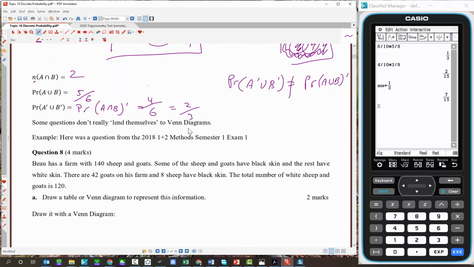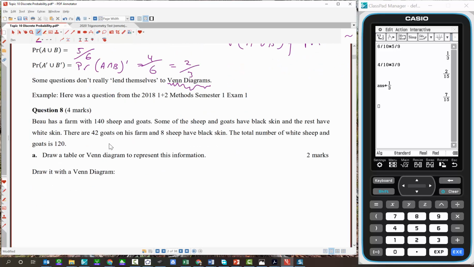You might sort of go, yeah, I'm a person who only really does Venn diagrams. I don't use any other form. I like them so much that I refuse to acknowledge the existence of anything else. And that's to your detriment. So some questions really don't lend themselves to Venn diagrams. And so in 2018, this one appeared.